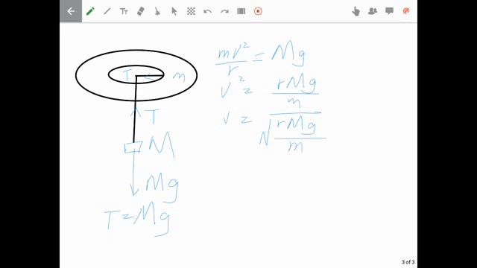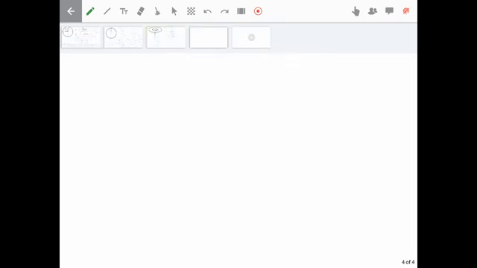Yeah, and we don't have values, so we can't solve it numerically. They just want us to express it in terms of the variables. And that's the answer. That's 12, okay. Next question, 13. This one we did in class, so I don't think I need to do this one. Okay, so move to 14.